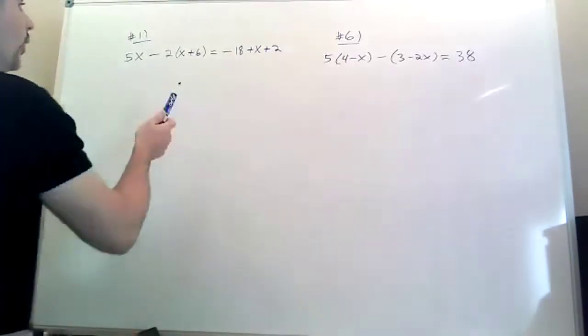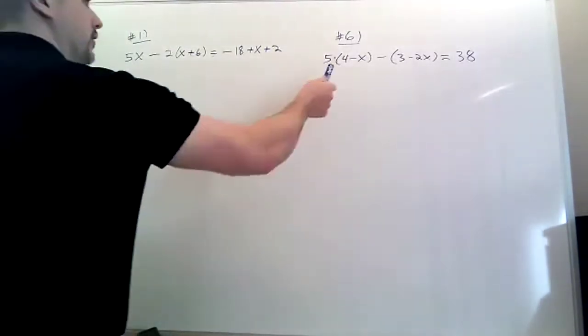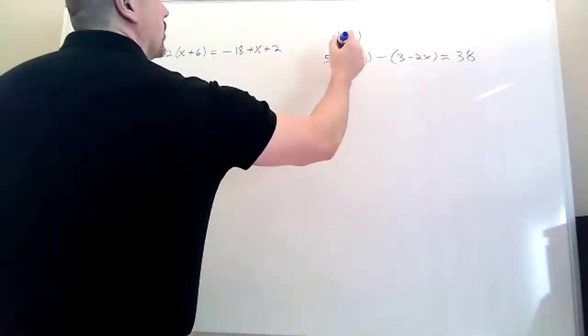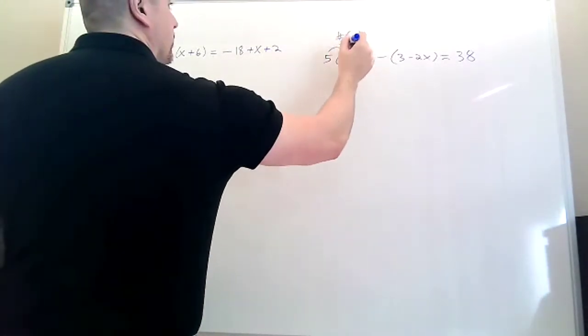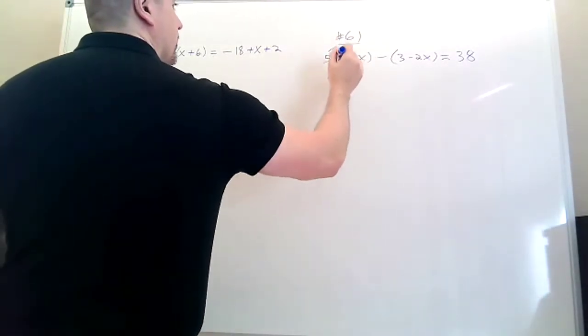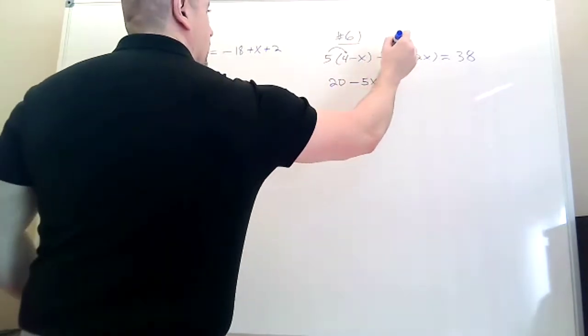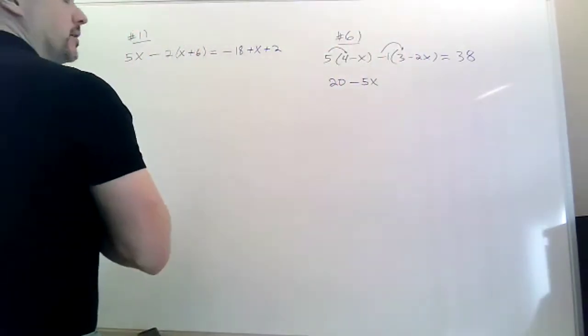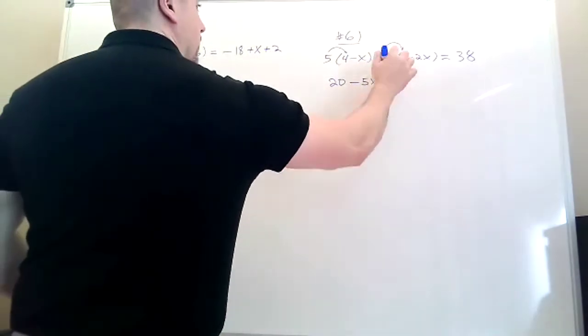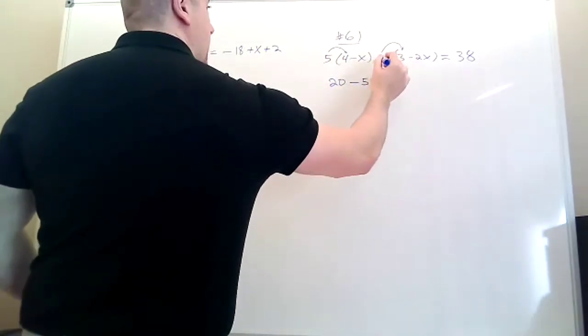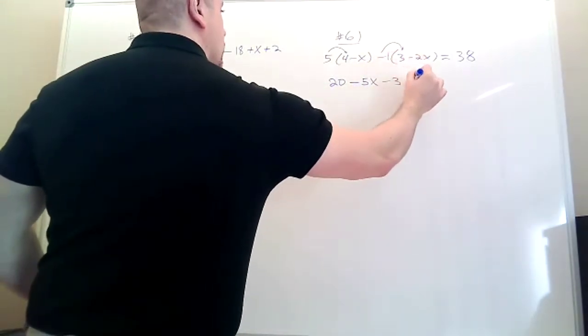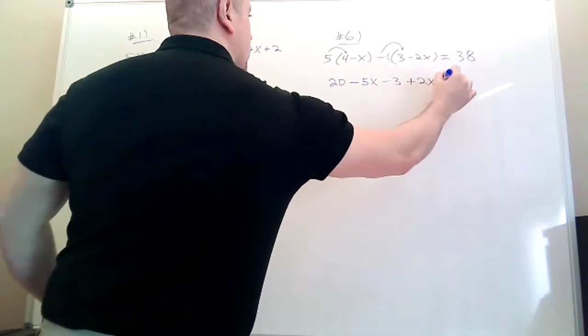All right, so question 1. Actually, you know what? I'm going to do 6 first because it's the easier one. So distribute. 5 times 4 is 20. 5 times negative x is negative 5x. Now, this is a negative 1. Put the 1 there. What's the harm? Negative 1 times 3 is negative 3. Negative 1 times negative 2x is positive 2x.